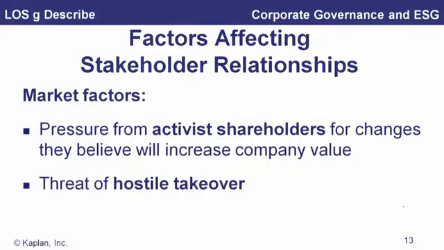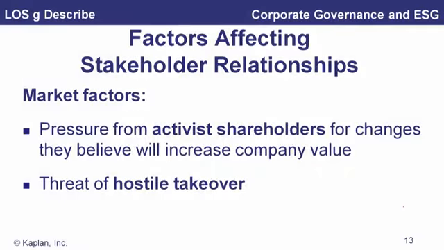So what are some of the factors that affect stakeholder relationships? Well, first we'll look at market factors, and that can be pressure from activist shareholders. We see that more and more all the time, that a hedge fund or other group will acquire a lot of shares and then pressure the board for changes they think will increase company value. The threat of a hostile takeover is also a very real factor that affects management of the company. If the management is not doing a good job in terms of generating earnings from the assets of the company, we see the shares fall in market price, fall in value.